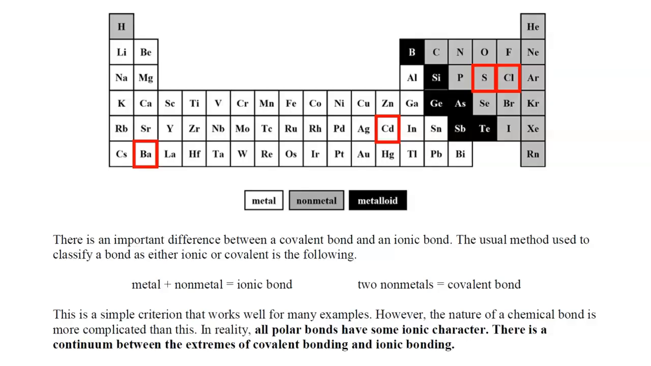Now, this is a simple criterion that works well for many examples. However, the nature of a chemical bond is more complicated than this. In reality, all polar bonds have some ionic character. There is a continuum between the extremes of covalent bonding and ionic bonding.